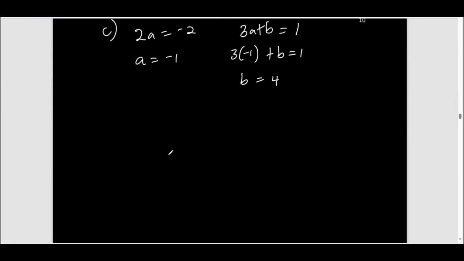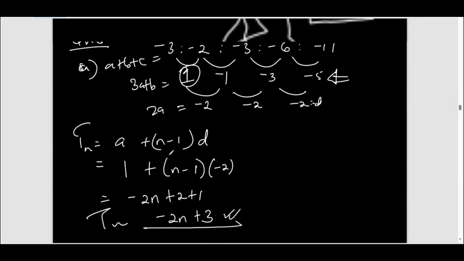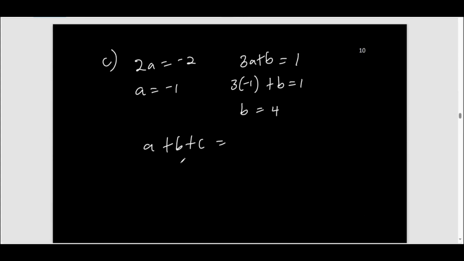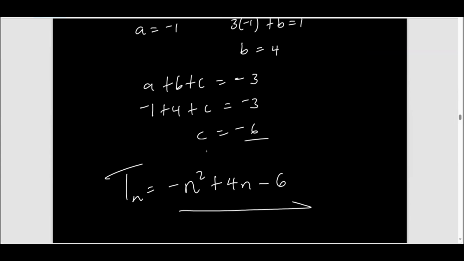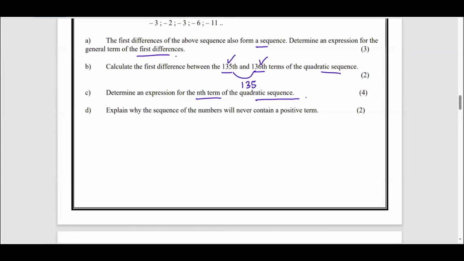And then lastly, a plus b plus c should be equated to the first term of the quadratic, which is negative 3. So that's negative 1 plus 4 plus c is negative 3. That's a 3, move it that side, which means c is negative 6. So generally speaking, we can say that our nth term is negative n squared plus 4n minus 6. And then lastly, explain why the sequence of numbers will never contain a positive term.